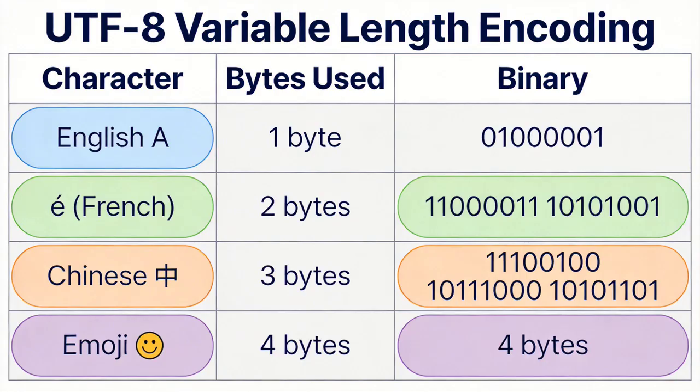If a byte starts with a 0, it's a 1-byte character, your standard ASCII. If it starts with 110, the character is 2 bytes long. If it starts with 1110, it's 3 bytes. And 11110 means 4 bytes. The computer reads the first byte, figures out how many bytes follow, and reads them all together as one character. It's beautifully efficient. Common characters stay small, rare ones get more space.